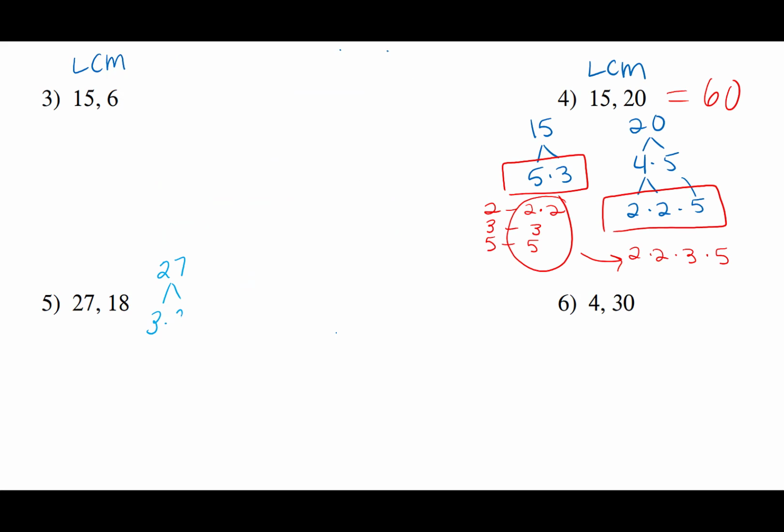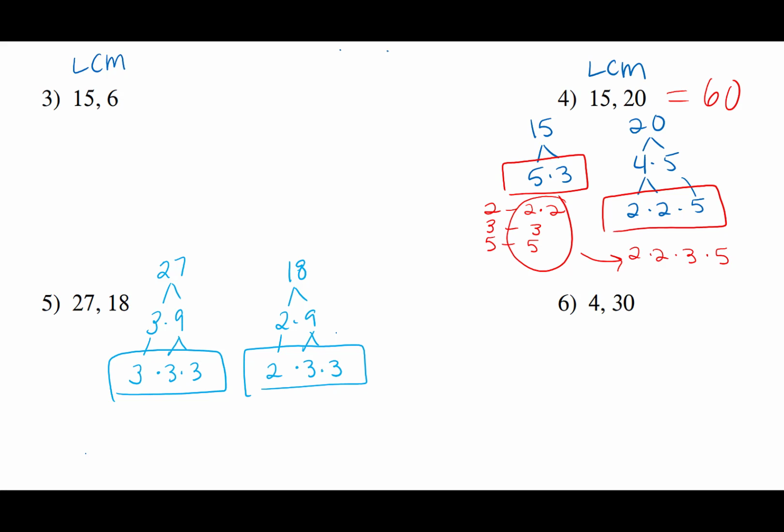27 can be broken down to 3 times 9. We'll bring the 3 down because that's a prime number, and then 9 is also 3 times 3, so that's the prime factorization of 27. 18 is 2 times 9. 2 is a prime factor. 9 can be broken down to 3 times 3.